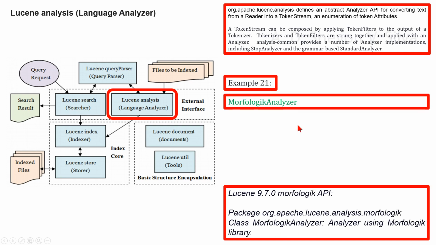Now we are considering the Lucene 9.7.0 Morfologik API. This package provides dictionary-driven lemmatization, accurate stemming, filter, and analyzer for the Polish language, driven by the Morfologik library developed by Dawid Weiss and Marcin Miłkowski. The class MorfologikAnalyzer in package org.apache.lucene.analysis.morfologik is an analyzer using the Morfologik library.